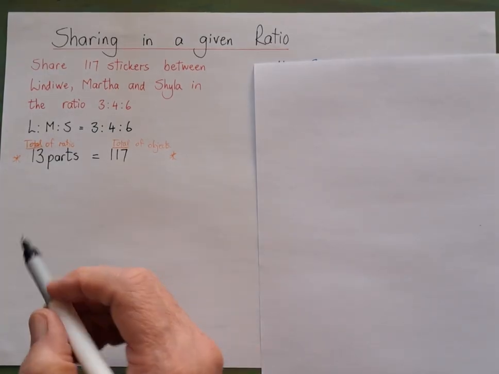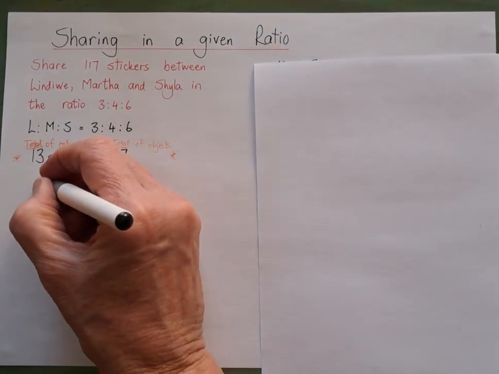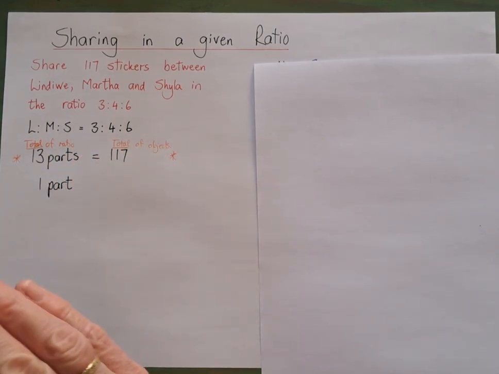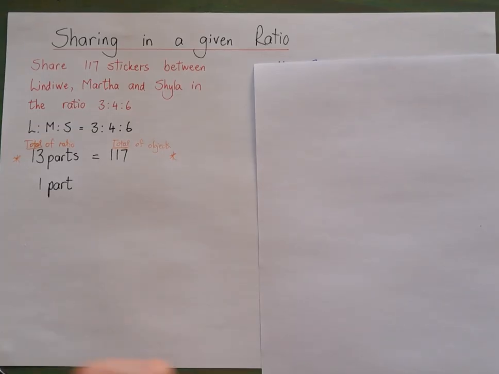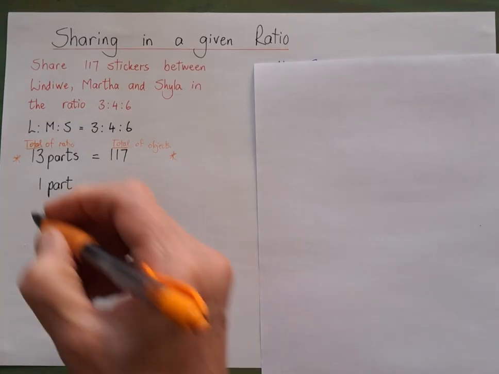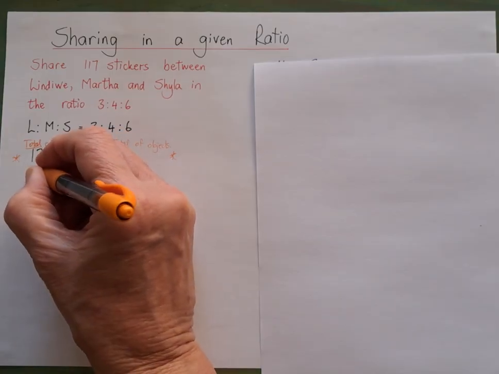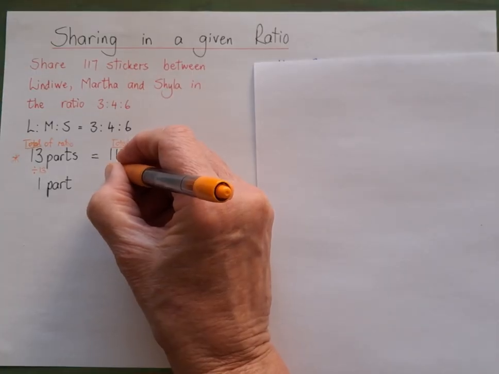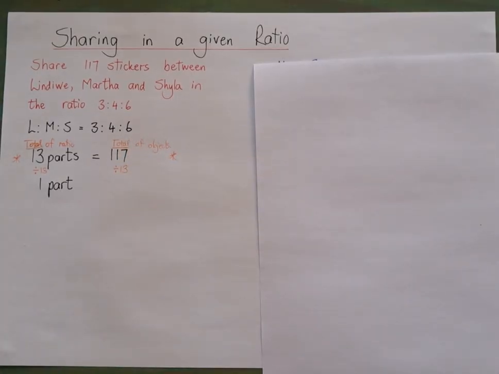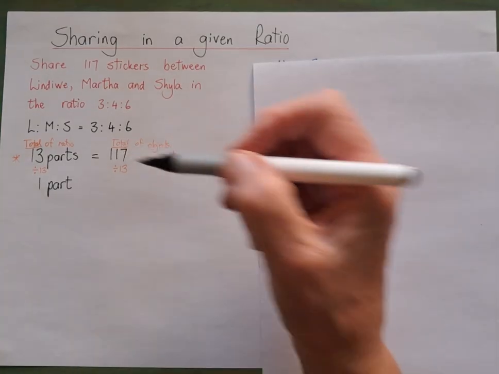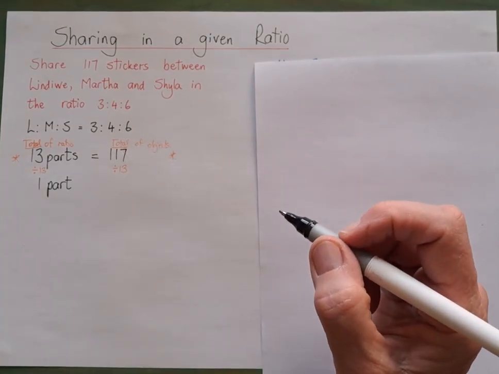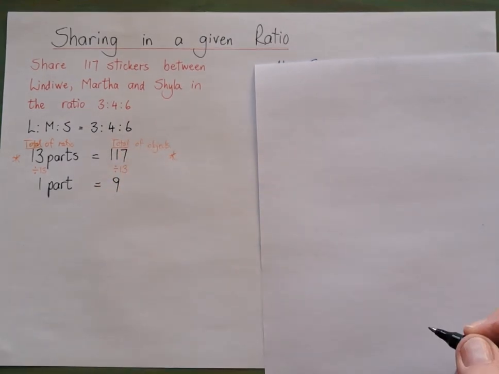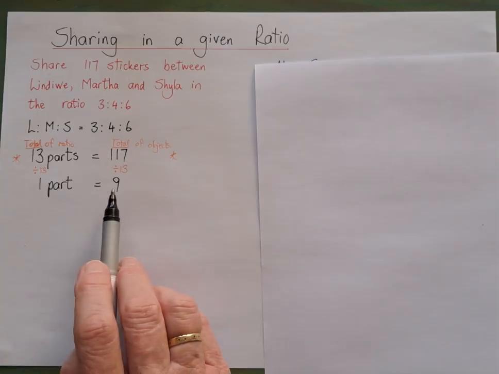So what we do now is we say, okay, we don't want to know about 13 parts. We want to reduce this to 1 part, because if we know what 1 part is equal to, we can project that 1 part onto anything else. But how did I get from 13 to 1? In order to get from 13 to 1, I had to divide by 13. And whatever you do to one side, you have to do to the other side, because as we've said so often, maths is fair. So 117 divided by 13, I wonder how many of you know that one. The answer is 9. So now I know that 1 part is 9.